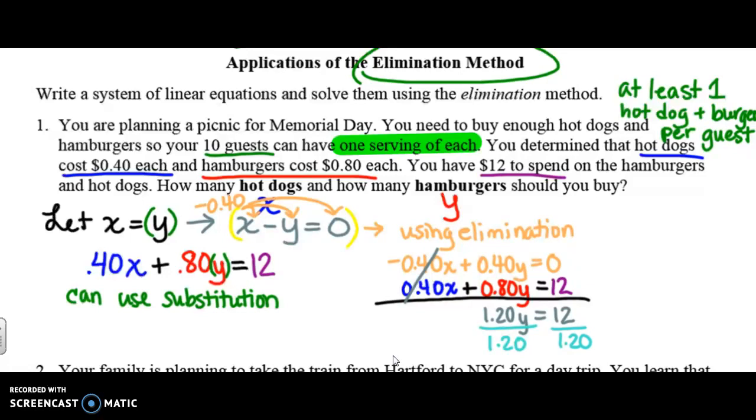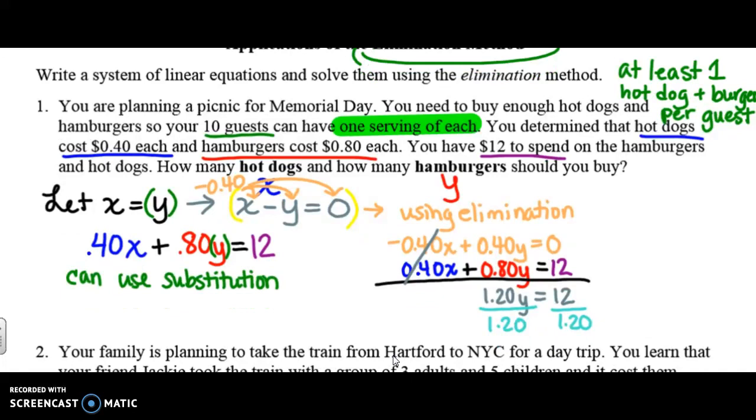When I combine 0.4y with the 0.8y, it becomes $1.20y, or 1.20y. 0 and 12 make 12. Divide both sides by the same value. Remember, it's going to be the 1.2 I divide by because that's the value in front of y.